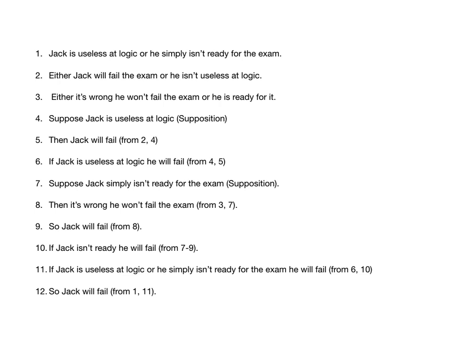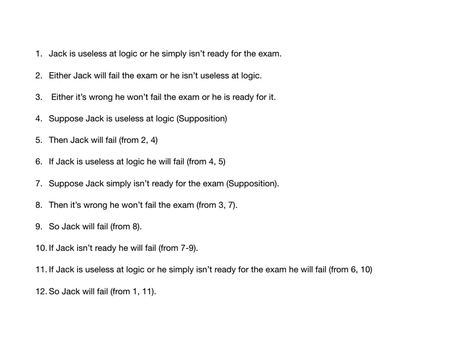Now let's take the other part of this either-or. Suppose that he isn't ready for the exam. Well, three says either he's ready for the exam or it's wrong that he won't fail. If he isn't ready for the exam, that leaves us with the other thing that has to be true. Then it's wrong that he won't fail the exam, from three and seven. That's our number eight. So Jack will fail.